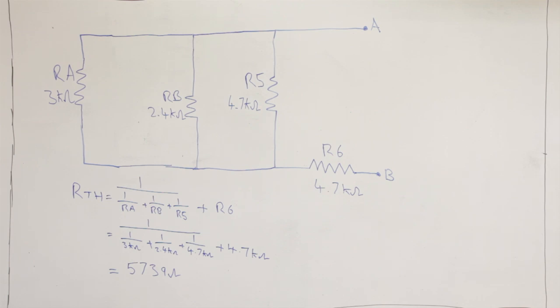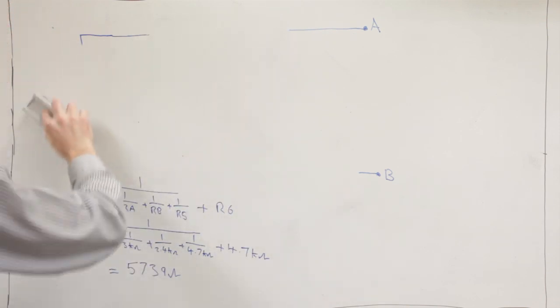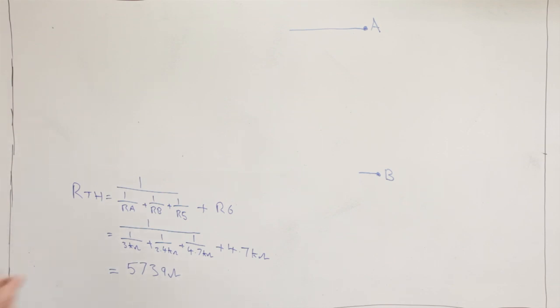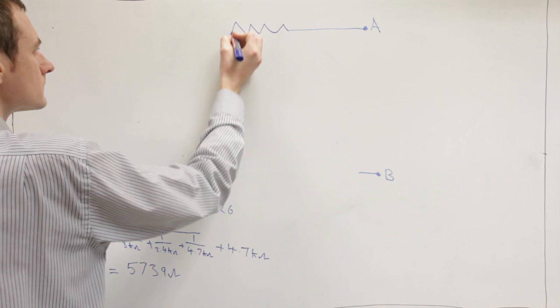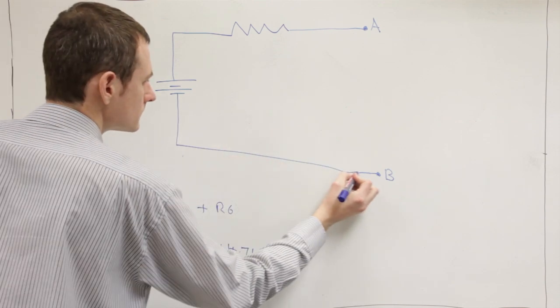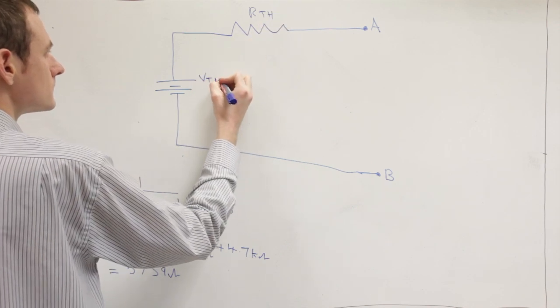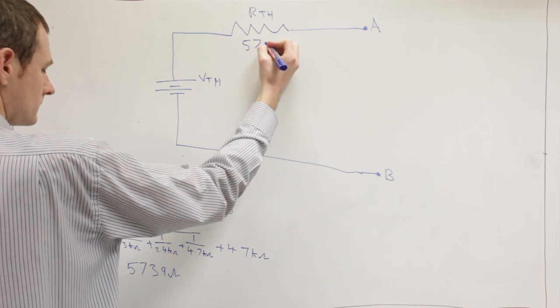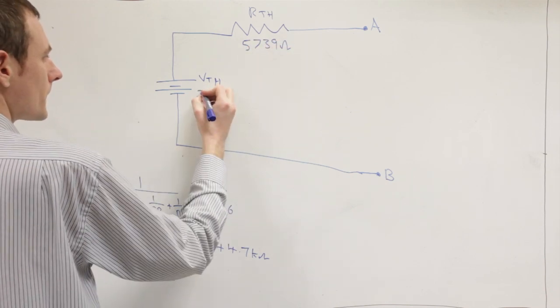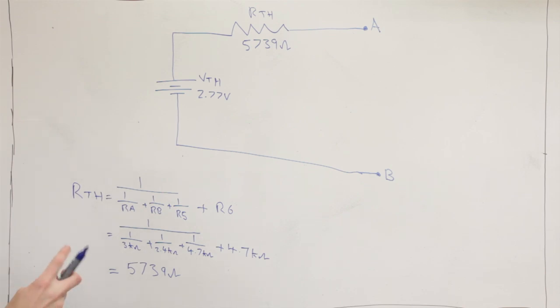So now we've calculated Thevenin's equivalent voltage and Thevenin's equivalent resistance, so we can now redraw the circuit. And that's the end of this tutorial on Thevenin's theorem.